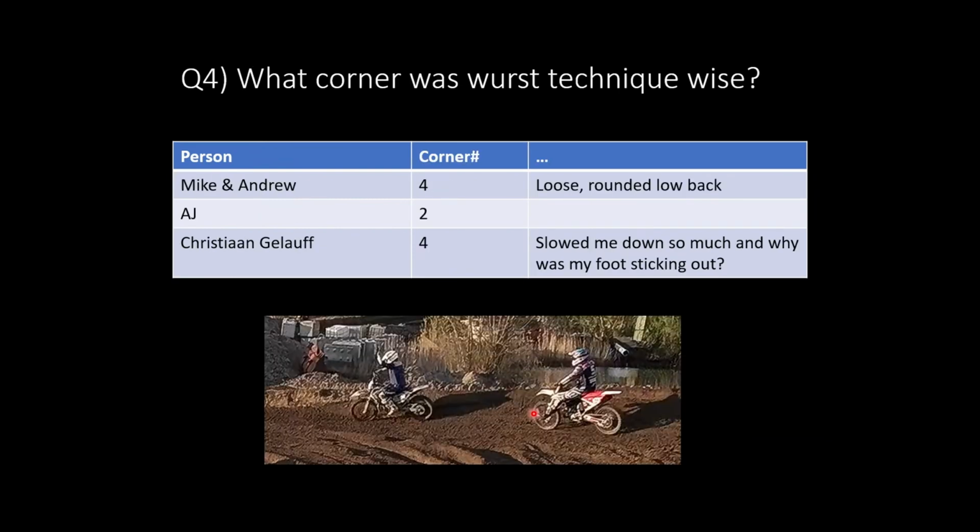What corner was worst technique-wise? Now, Mike and Andrew indicated 4, AJ number 2. Myself, I also picked number 4, and that was when this rider was exiting. Yeah, it really slowed me down so much. Although I could have seen that this guy was exiting, so I could have taken an inside or a shorter cut here that I did not do. And why the hell was I keeping my leg up here? I have no idea. There's no reason to do that.